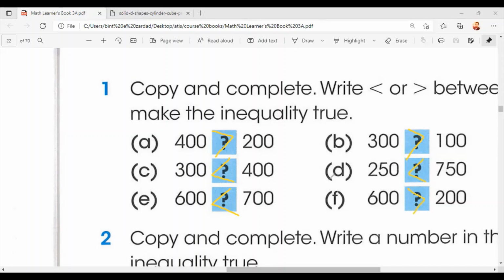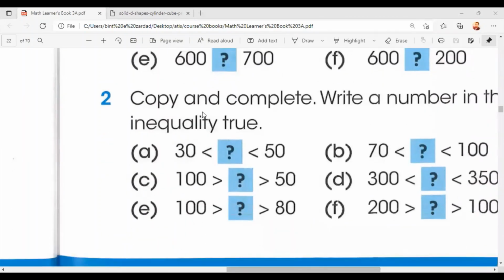600 bigger. Now you know about these signs. This is greater than 400, greater than 200, 300 less than 400, 600 less than 700, 300 greater than 100, 250 it's less than 750, and 600 it's greater than 200. Like this we are solving question number 1 part.